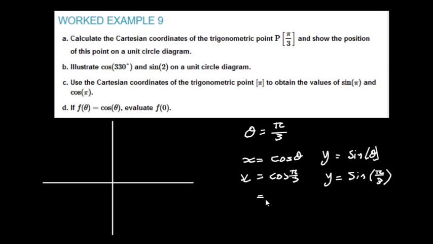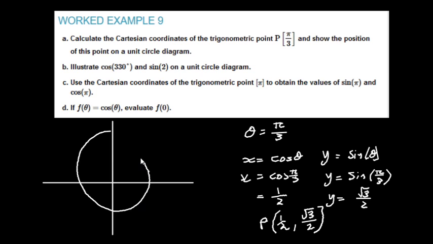If you remember our exact values, cos of pi on 3 is going to be a half, and sine of pi on 3 is the square root of 3 over 2. So our point P has coordinates 1 half, square root of 3 on 2. Our point P is going to lie in quadrant 1 because both x and y are positive. Oh, it's a horrible circle.